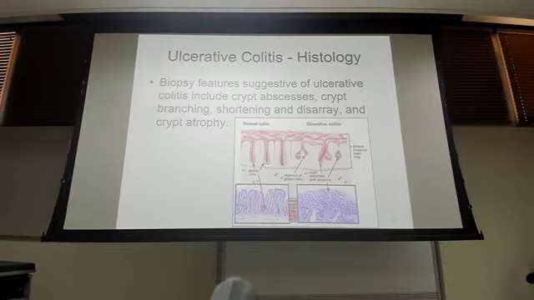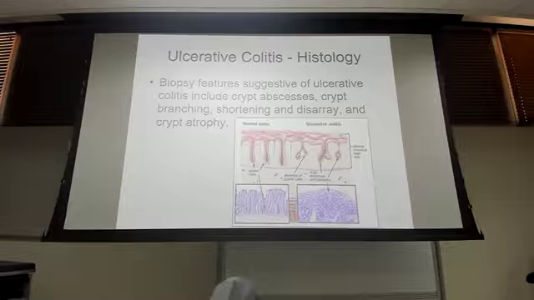So the biopsy, when you're in there with the colonoscopy or the flex sig, we're going to take a specimen and put it under the microscope. The biopsy findings are going to show crypt abscesses and crypt branching, and you're going to see some atrophy of the crypts. So you're possibly going to have mucosal distortion on biopsy.